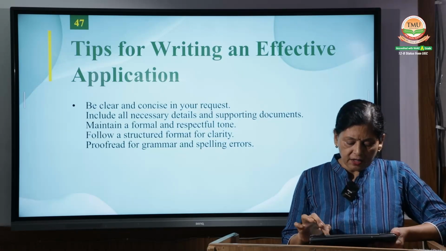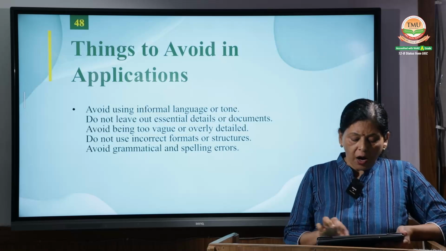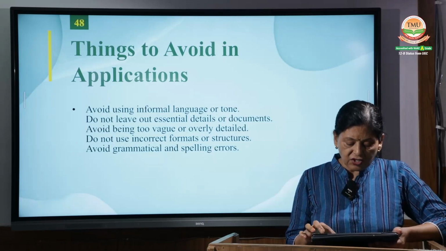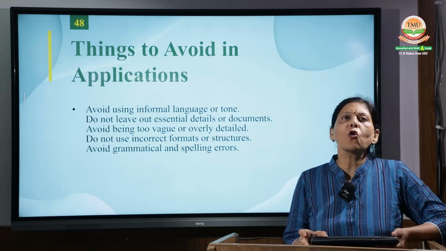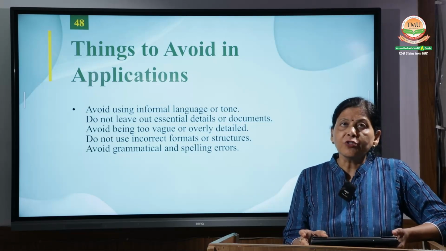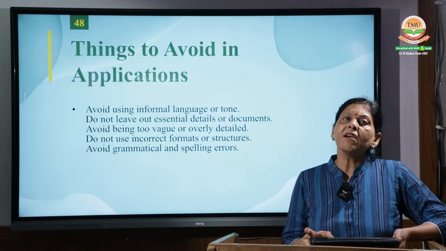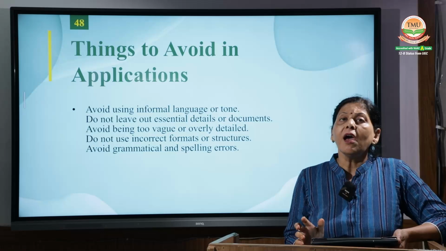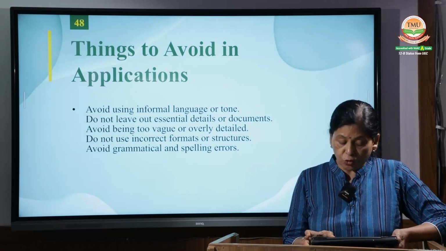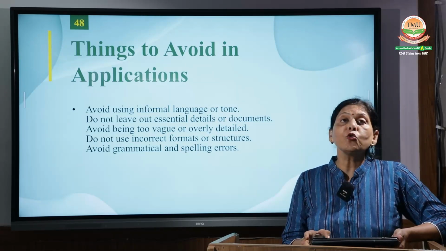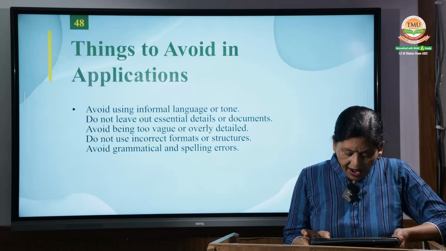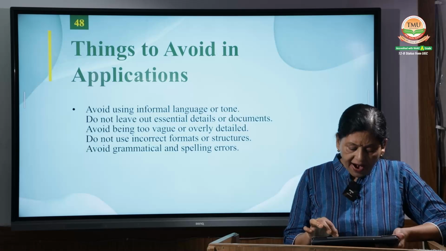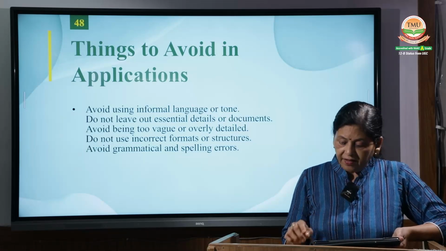Then the things to avoid. What are the things that we need to avoid while writing an application? No informal language or informal tone has to be used. There shouldn't be any grammatical mistakes in the application. Unclear and foggy matters should not be there. Everything has to be clear and concise. The ideas should not be vague or overlapping. And incorrect formats and grammatical mistakes should not be there.